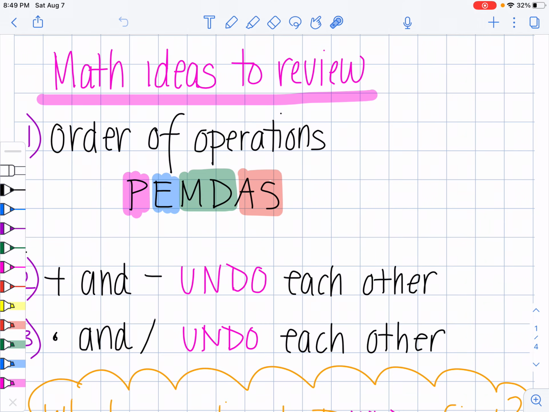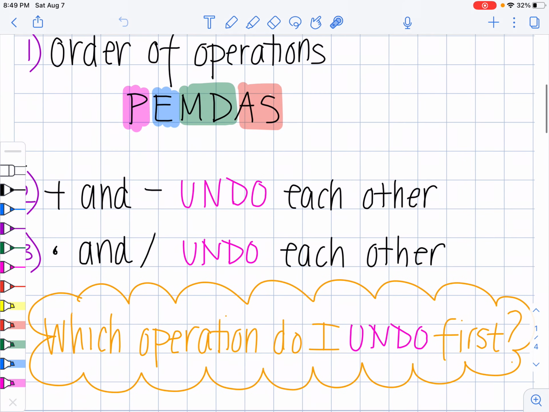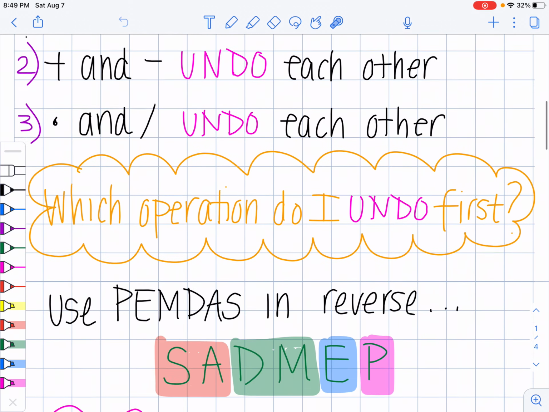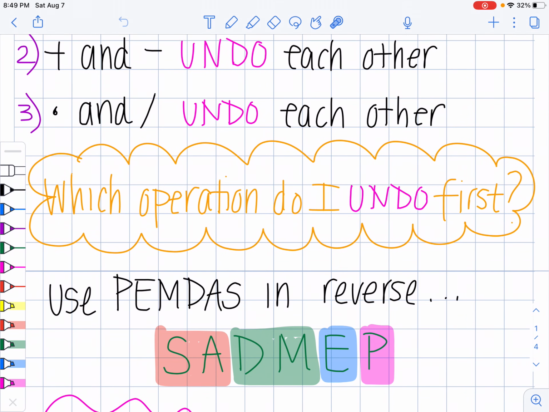So when you're solving an equation with two operations, how do you know which operation you undo first? We're going to use PEMDAS except in reverse. So first, anything that's added or subtracted to my variable, I'm going to move. Then I'm going to move anything that's multiplied or divided. So let's give it a shot.